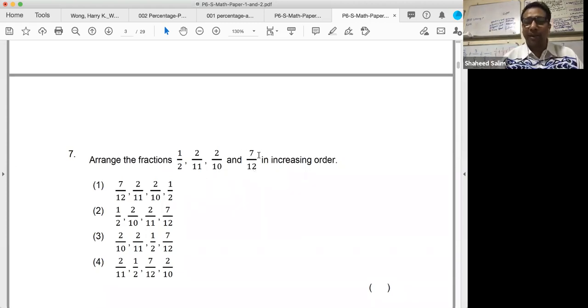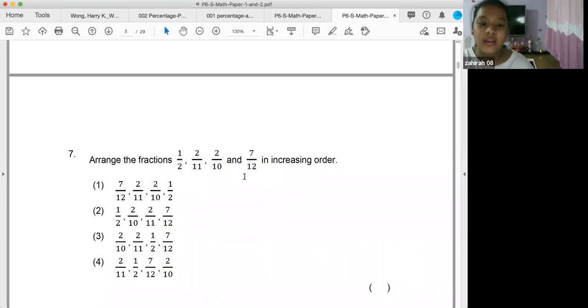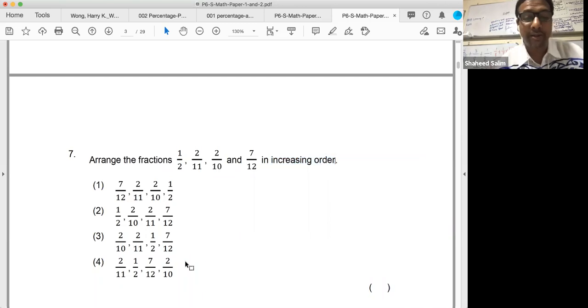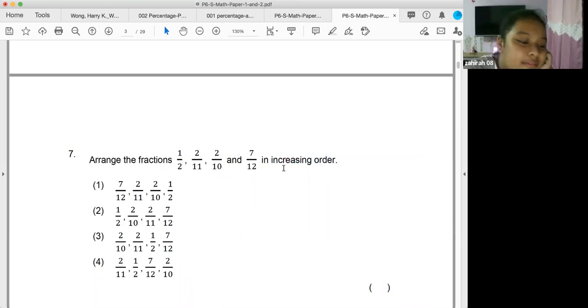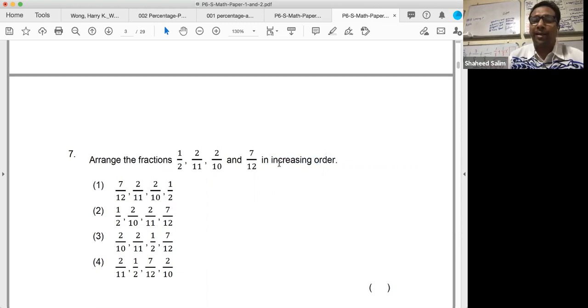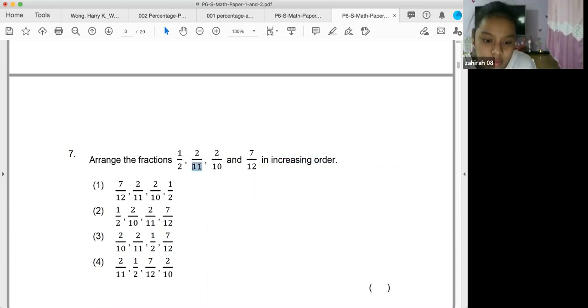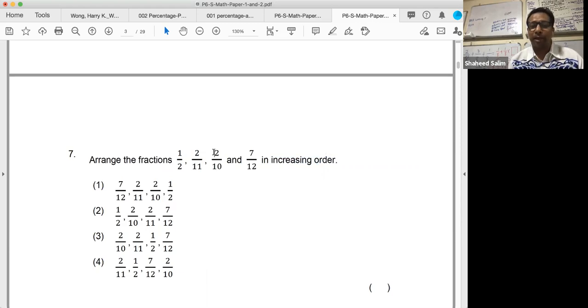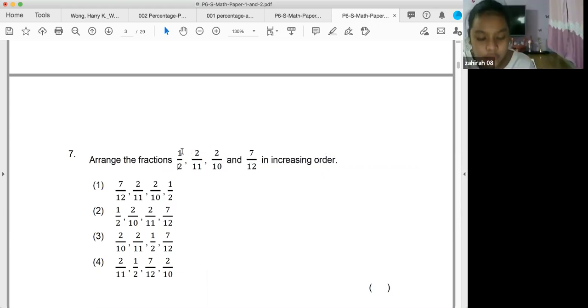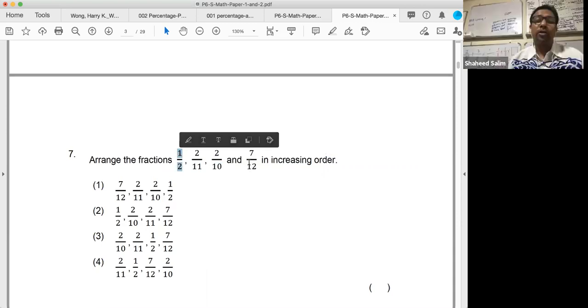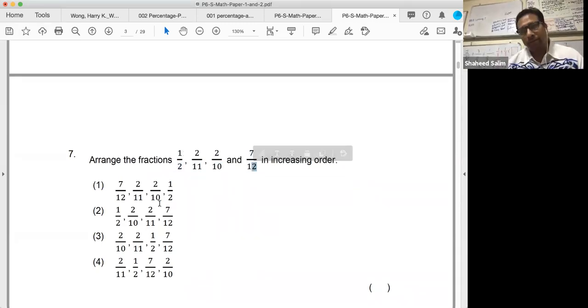Yeah, you're correct. This is biggest. And they want increasing. So I think there's a mistake in this question. Small to big. Yes, small to big. Because if you are increasing, that means you're getting bigger and bigger and bigger. So the first one has to be 2 over 11, then 2 over 10, and then 1 over 2. My apologies, I didn't know there was a mistake in this question. None of them are correct.